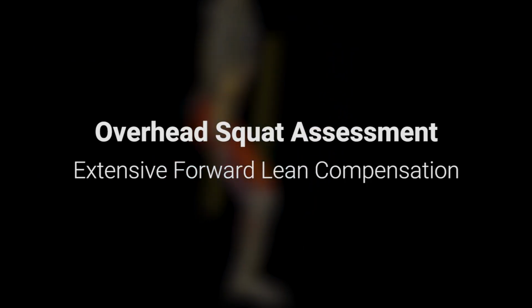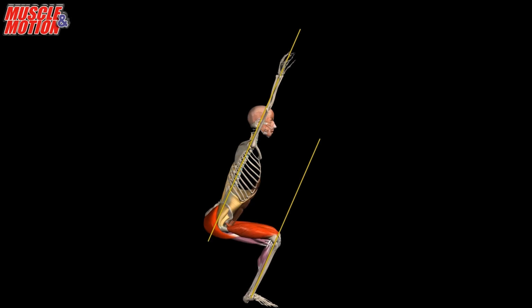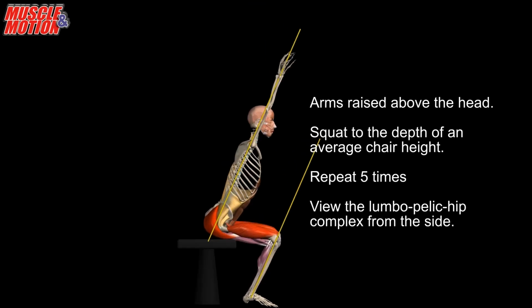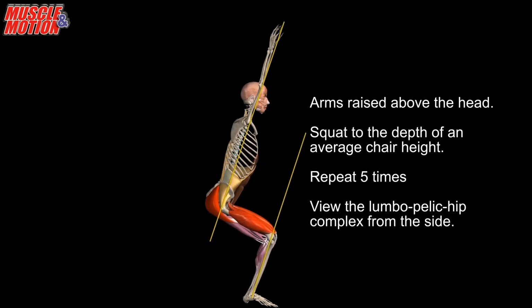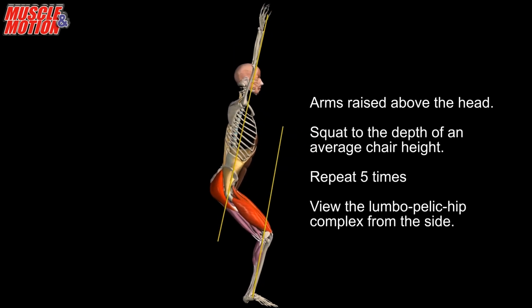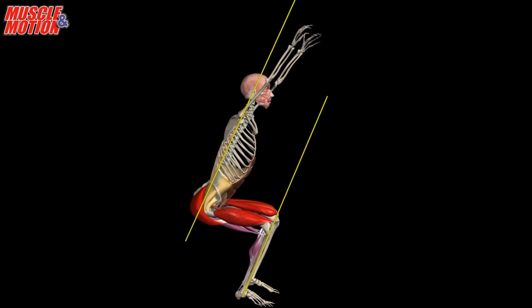Overhead squat assessment, extensive forward lean compensation. Squat to the depth of an average chair height with your arm raised above the head. Repeat it 5 times. An ideal dynamic posture is that the tibia remains in line with the straight back, while the arms also stay in line with the torso.